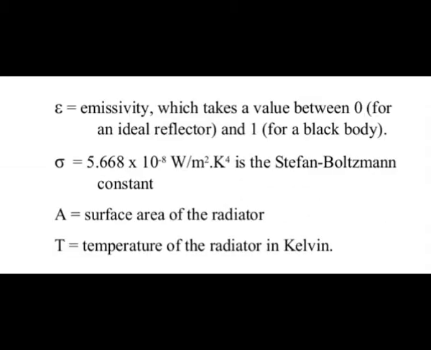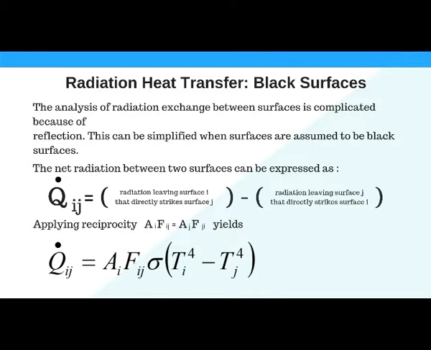Before we continue, let's recap what each symbol represents in each formula. Next, radiation heat transfer. The analysis of radiation exchange between surfaces is complicated because of reflection. This can be simplified when surfaces are assumed to be black surfaces.